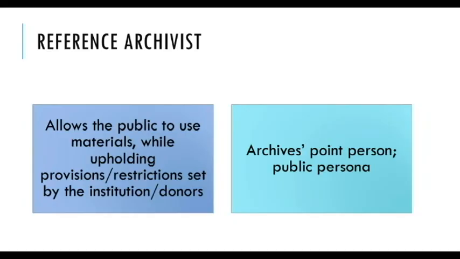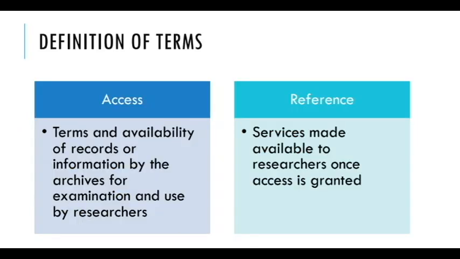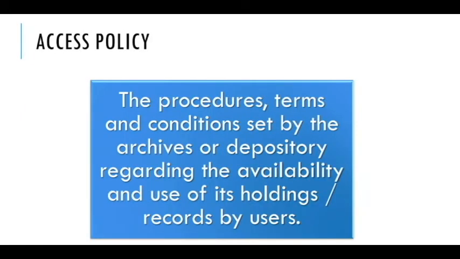Next, what is the reference and access? So I'll mention both of them. Reference archivist, it allows the public to use the archival materials. So what that means is that archival materials, whether it's a book or a manuscript that is taken from an archives, is accessible for the library patrons to use, but with some restrictions upon permission, of course. And access, it is the terms and availability of records. Next is the access policy, which refers to the procedures, terms, and conditions set by the archivist or archives.